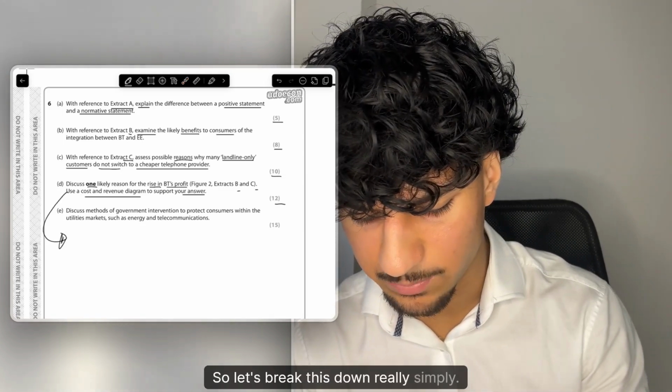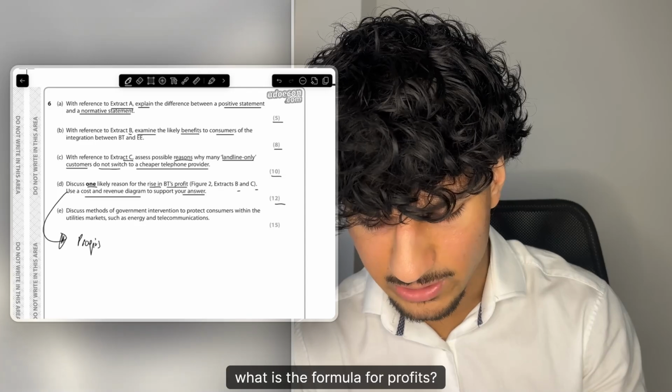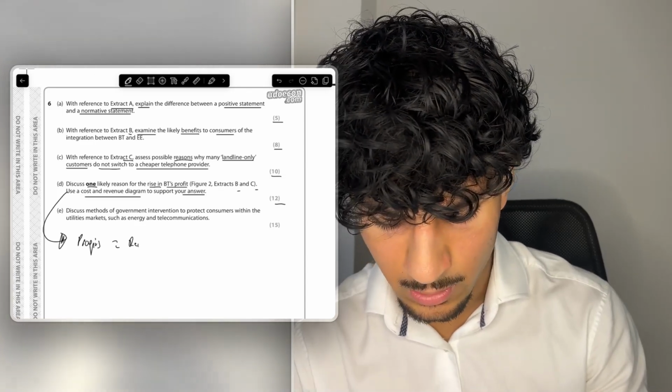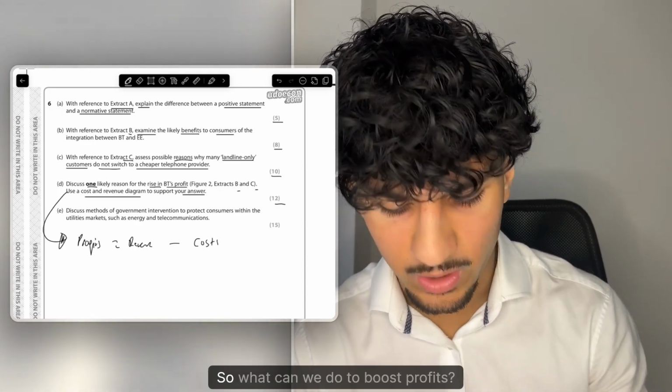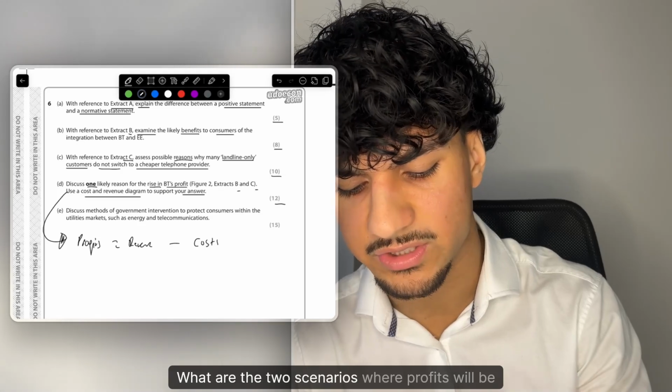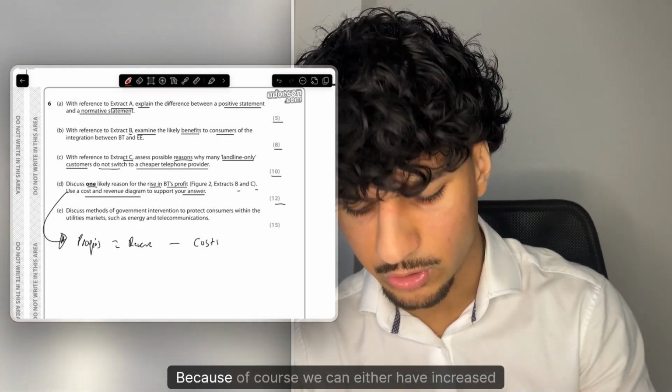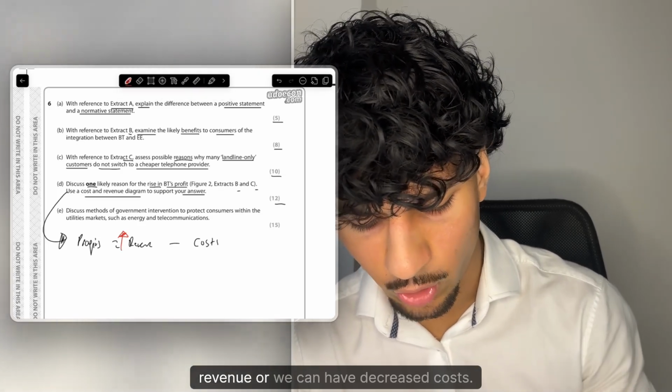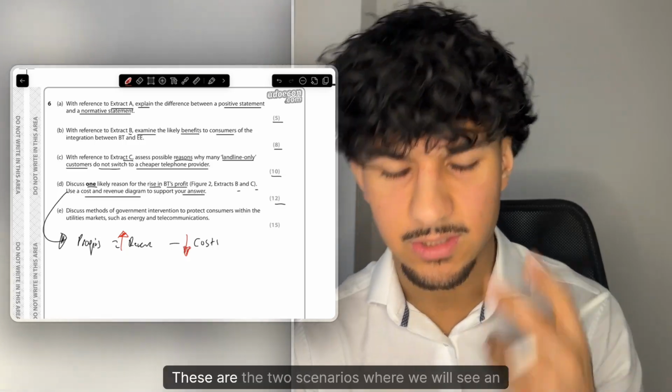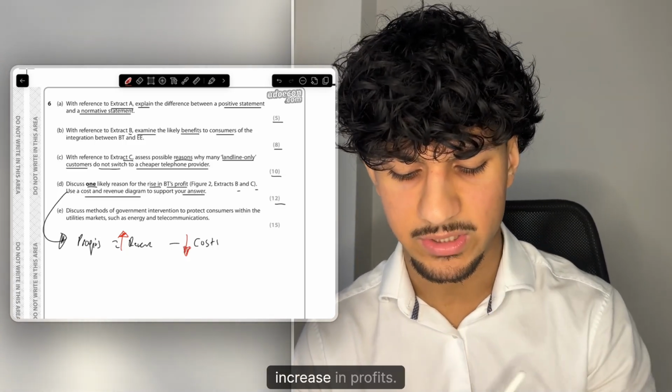So let's break this down really simply. What is the formula for profits? Profits is, of course, revenue minus costs. So what can we do to boost profits? What are the 2 scenarios where profits will be boosted? Of course, we can either have increased revenue or we can have decreased costs. These are the 2 scenarios where we will see an increase in profits.